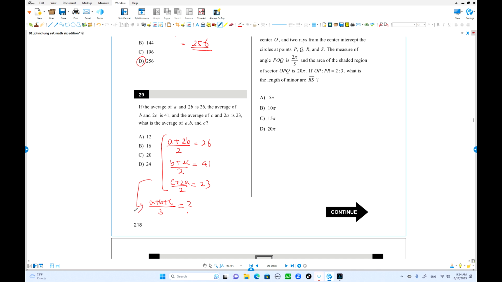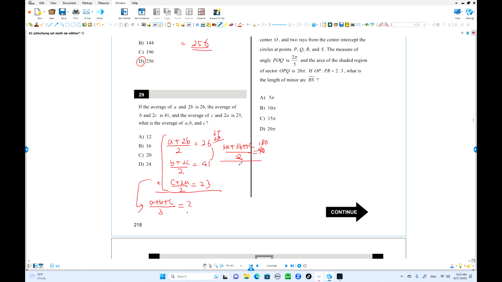Now when you take a look over here, when you add all the left-hand sides, A plus 2A, 3A, B plus 2B, 3B, 2C plus C, 3C, they have the same coefficient. So 3A plus 3B plus 3C over 2 are all equal. This one is 67, 23, 90, right? So 3A plus 3B plus 3C, multiplying both sides by 2, is 180.